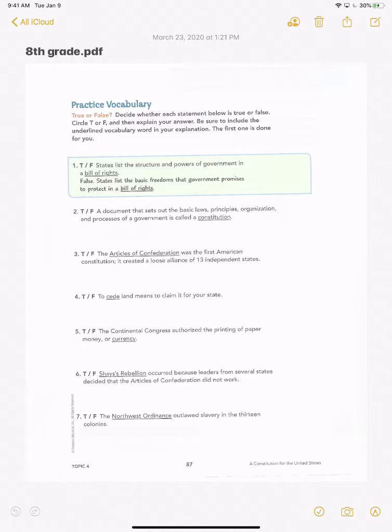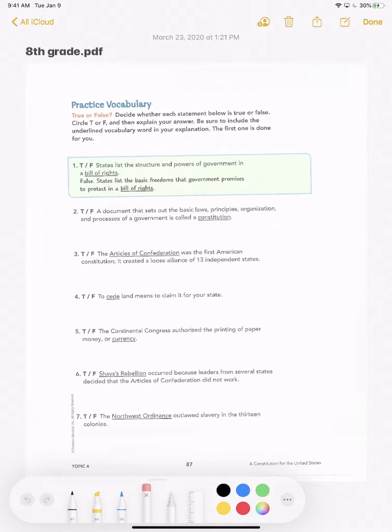It really states the basic freedoms that government promises to protect in a Bill of Rights. And we know the Bill of Rights are the first 10 amendments. This is not really given in regards to the structure of government, but the basic freedoms of citizens. So let's move on to number two here.